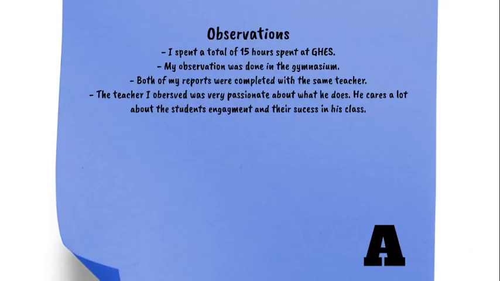For my observation, I spent a total of 15 hours at Glen Heisman Elementary School. This is the elementary school that I went to, and it's also one that I taught at for a year before being in the physical education program. My observation was done in the gymnasium. I am a physical education teacher, and I thought this was the best option for me. Both of my reports were completed with the same teacher.